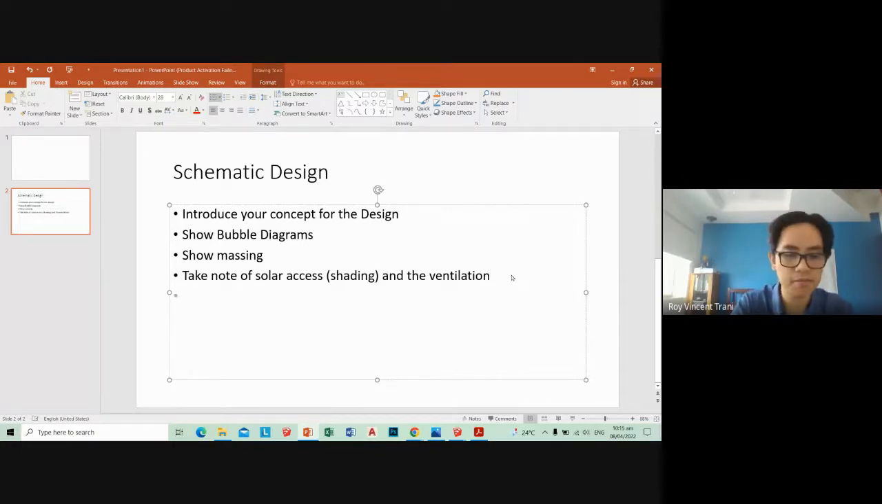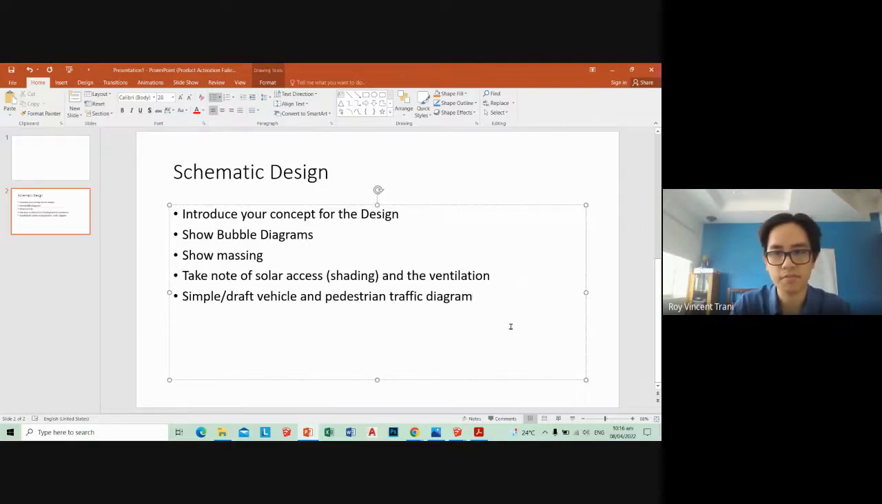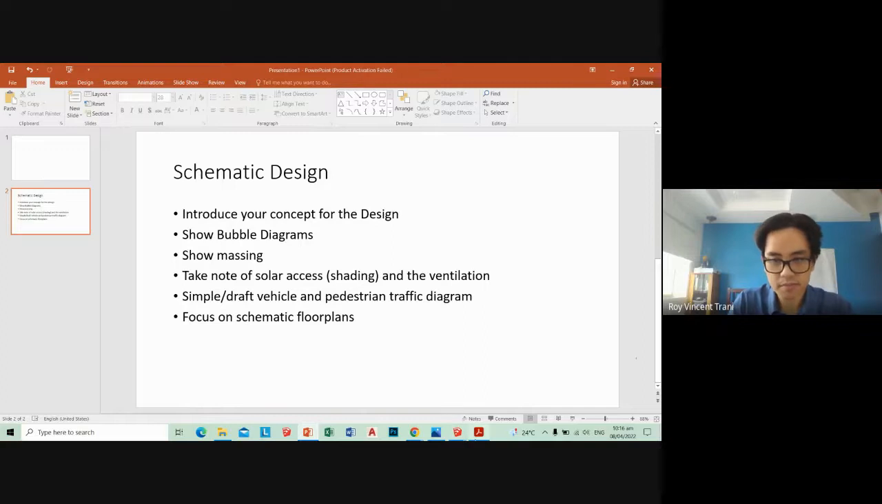What else? Yeah, sample or draft vehicle and pedestrian traffic diagram. That's all. And we'll just focus on floor plans or draft floor plans. How do I say this? Not the actual floor plans, but the schematic floor plans. Okay. Let's see.